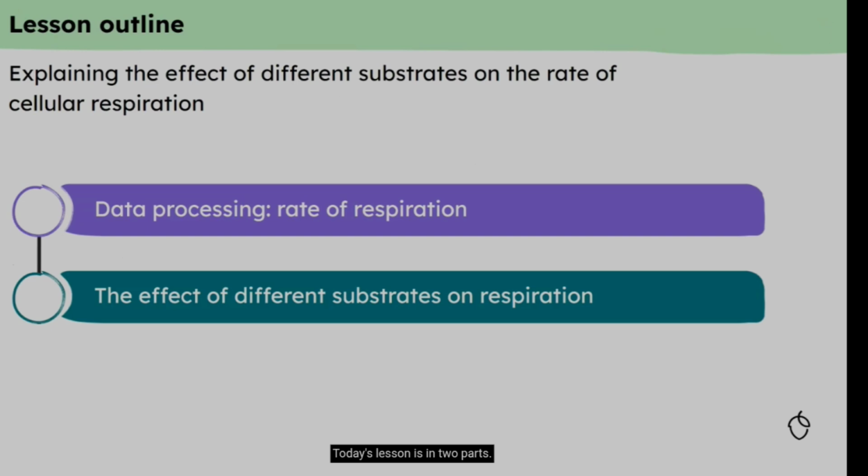Today's lesson is in 2 parts. In the first part of the lesson, we'll talk about the data that you can process when you measure the rate of respiration by collecting the carbon dioxide produced by yeast in a measuring cylinder. And in the second part of today's lesson, we'll talk about the effect of different substrates on respiration. But first, data processing and the rate of respiration.